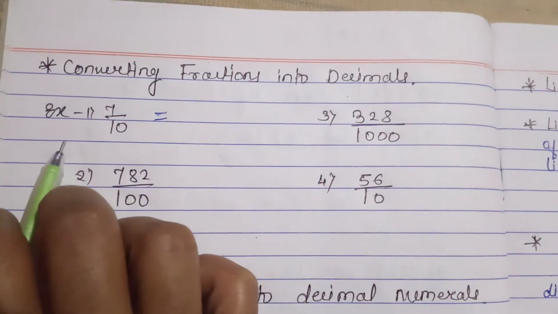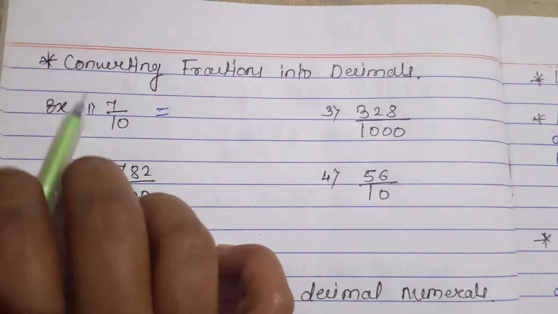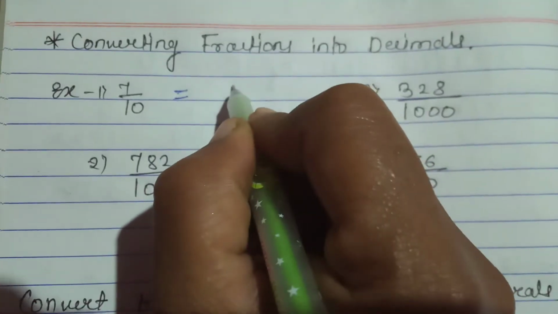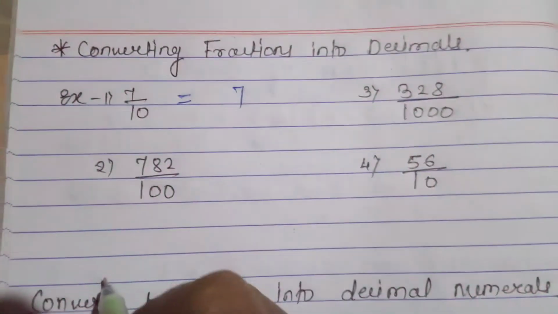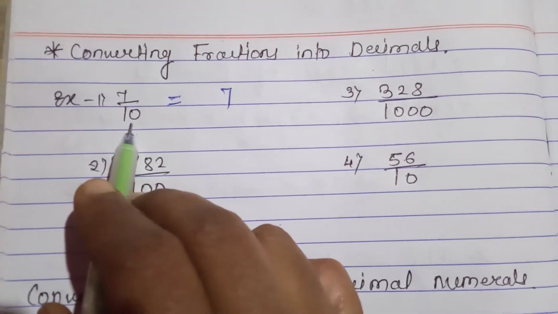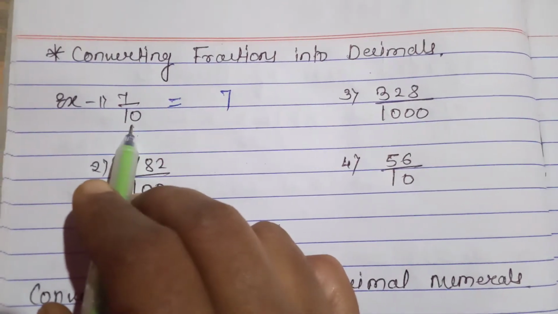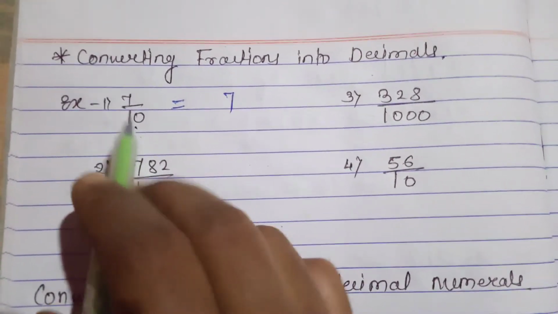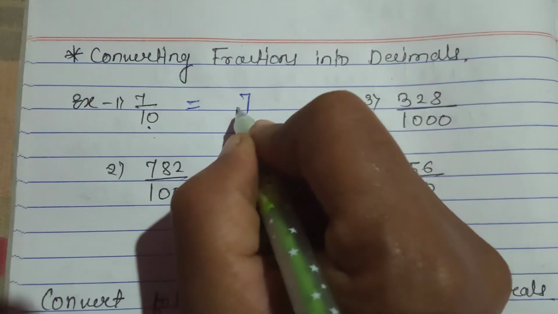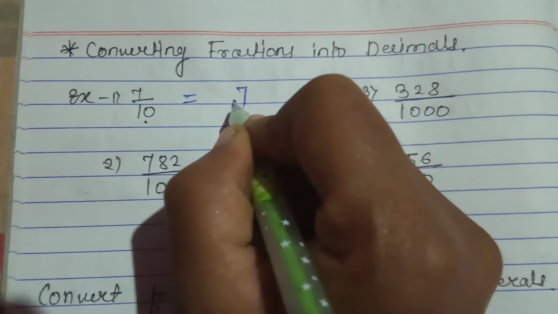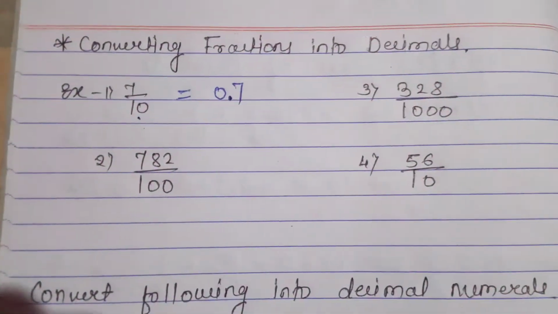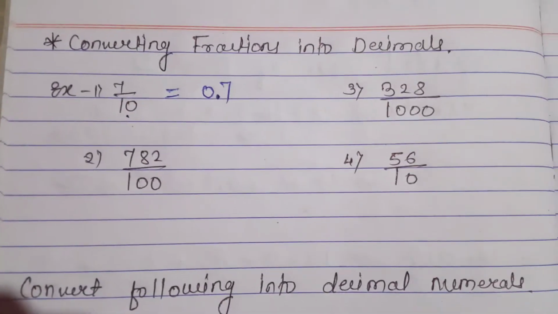To convert into the decimal, the first thing is to write down the numerator as it is. 7 is our numerator. Then see how many zeros are there in the denominator. It is 1 zero. Then we have to put the decimal point before one number. If any number is present there, then no problem. If it is not there, then take 0. Okay, so the answer will become 0.7.